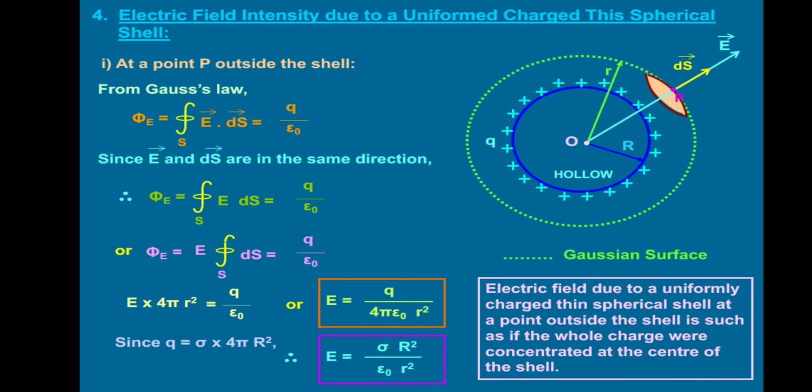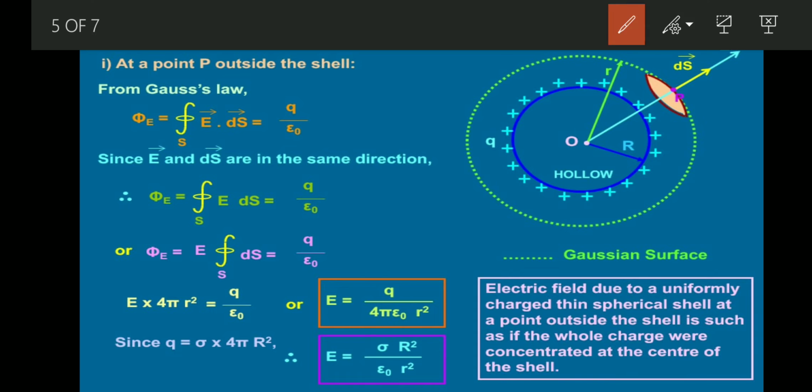Now let's come to the next application, that is the electric field intensity due to a uniformly charged thin spherical shell. Now we have a shell, that is a hollow sphere. So consider first of all a hollow sphere whose radius is capital R. You can have a look over here. This is a hollow sphere whose radius is capital R, which is positively charged.